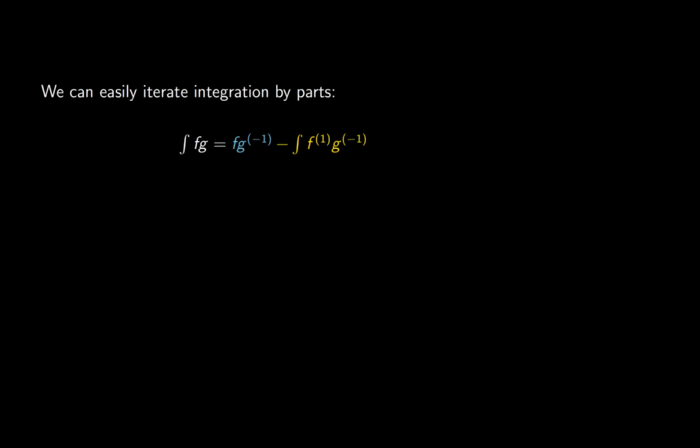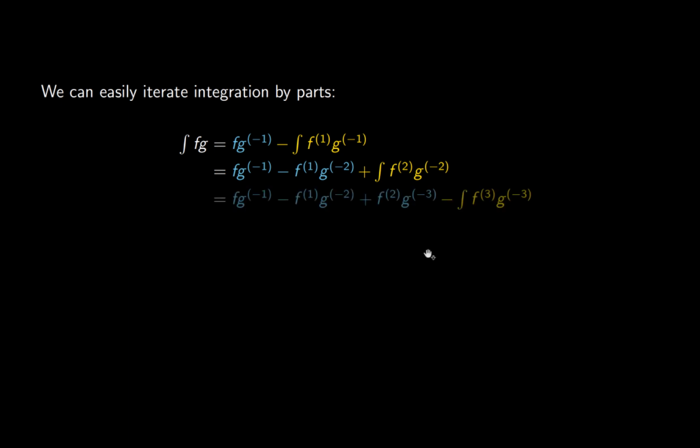Note that we can easily iterate integration by parts. That is, even though we start with an integral and end up with a new one, we could replace this new integral with the formula for integration by parts as well. So what we would get if we continued to differentiate f's and integrate g's is this formula right here. Right? And then, well, maybe we want to keep going. Maybe we think that applying integration by parts again will lead to something slightly better. But when do we stop?